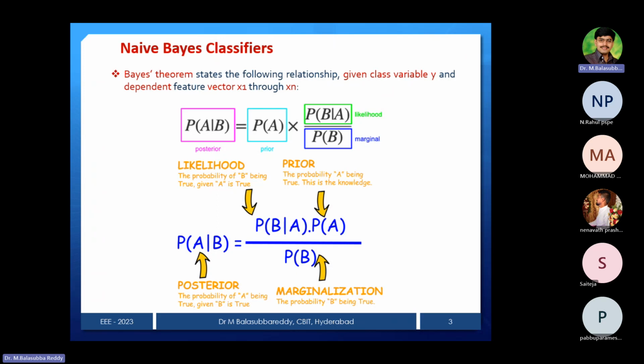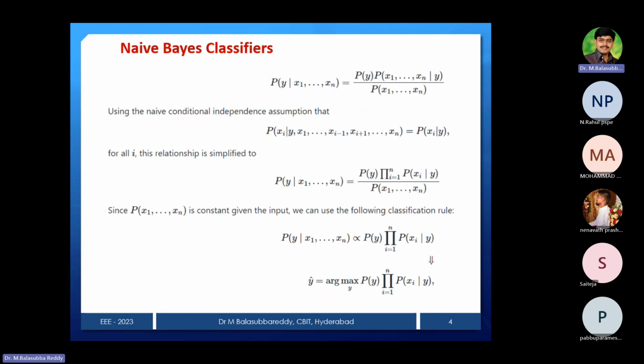And then prior probability. Here the probability of A being true is the prior knowledge, whereas marginalization means the probability of B being true. So these are just some terminology. Anyhow, it is only a normal formula, not complicated. It is a simple formula, and you have to apply this formula to find the classification.